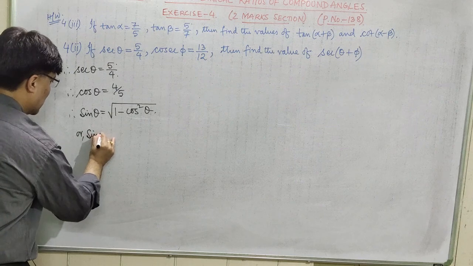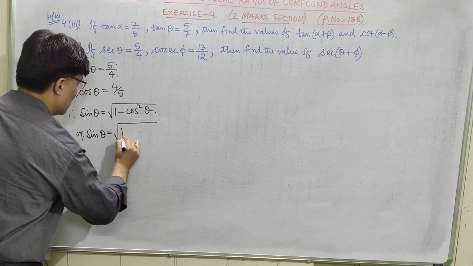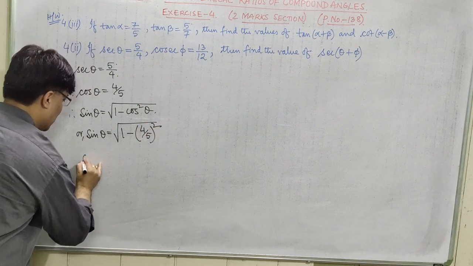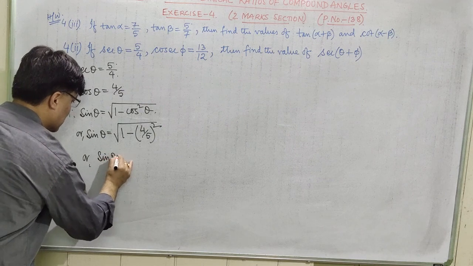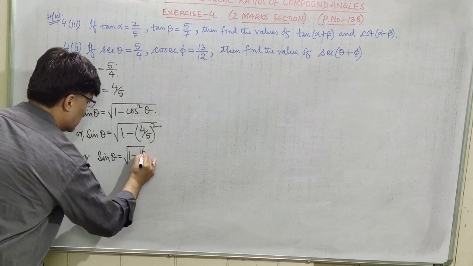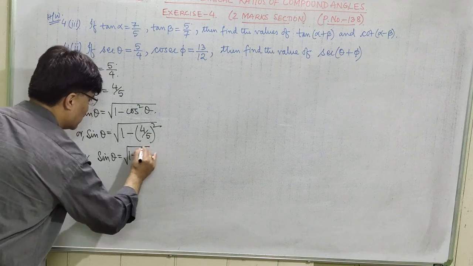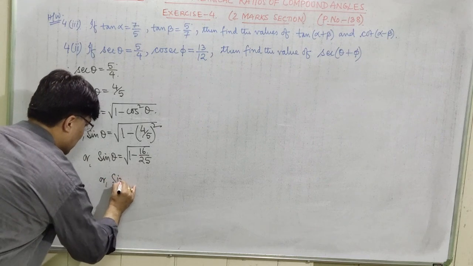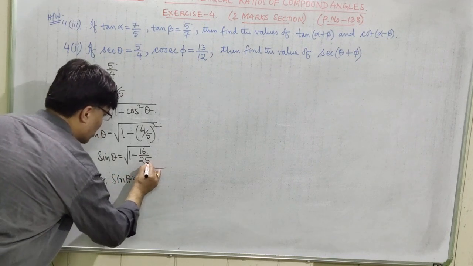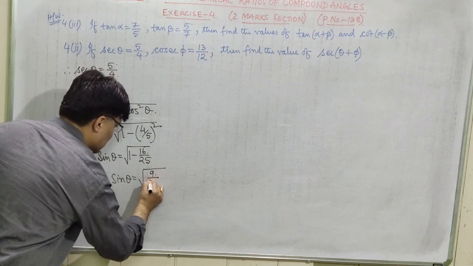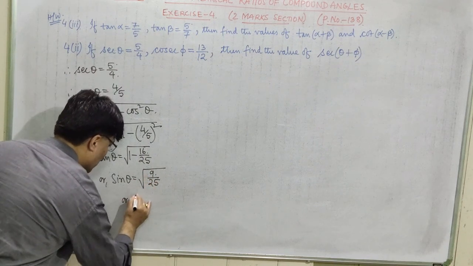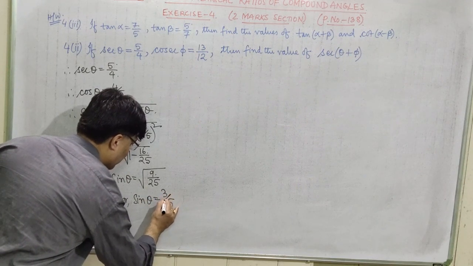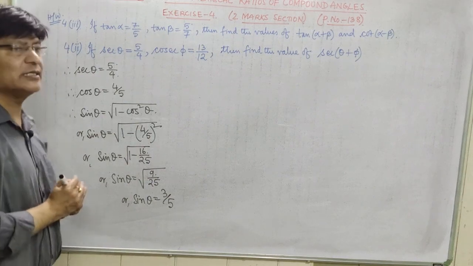So sine theta is equal to root over 1 minus cos theta whole square. This is 4 by 5 whole square. Now sine theta is equal to root over 1 minus 16 by 25, isn't it? 4 whole square is 16, divided by 5 whole square, 25. So sine theta is equal to root over 25 minus 16, that is 9 by 25. So sine theta is equal to 3 upon 5.